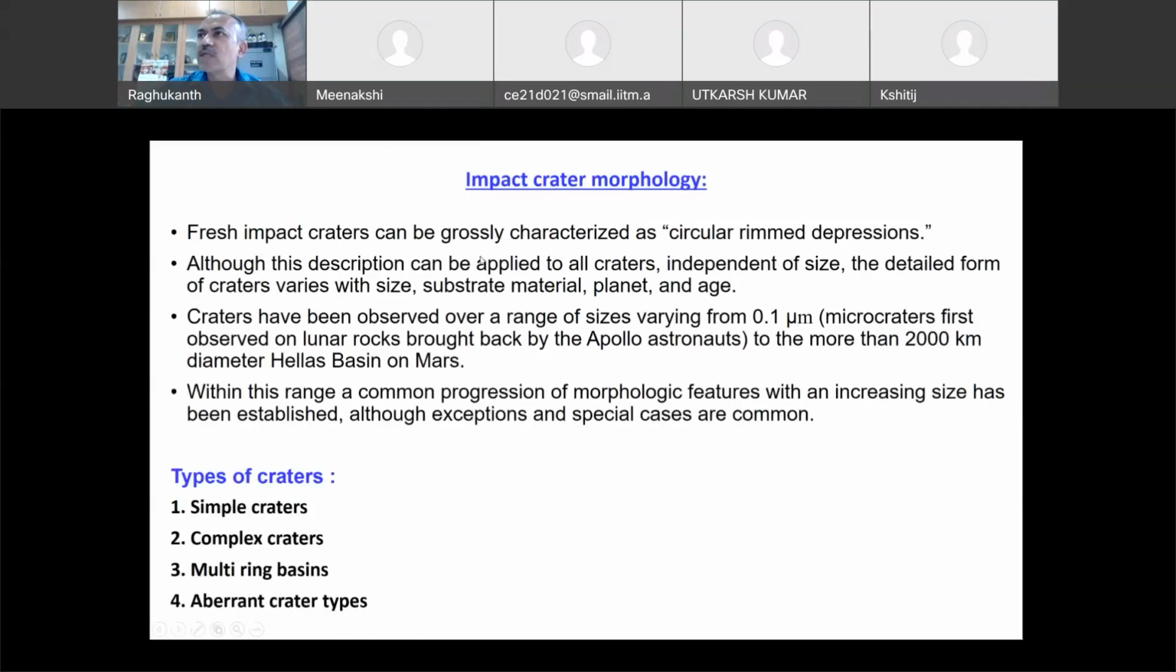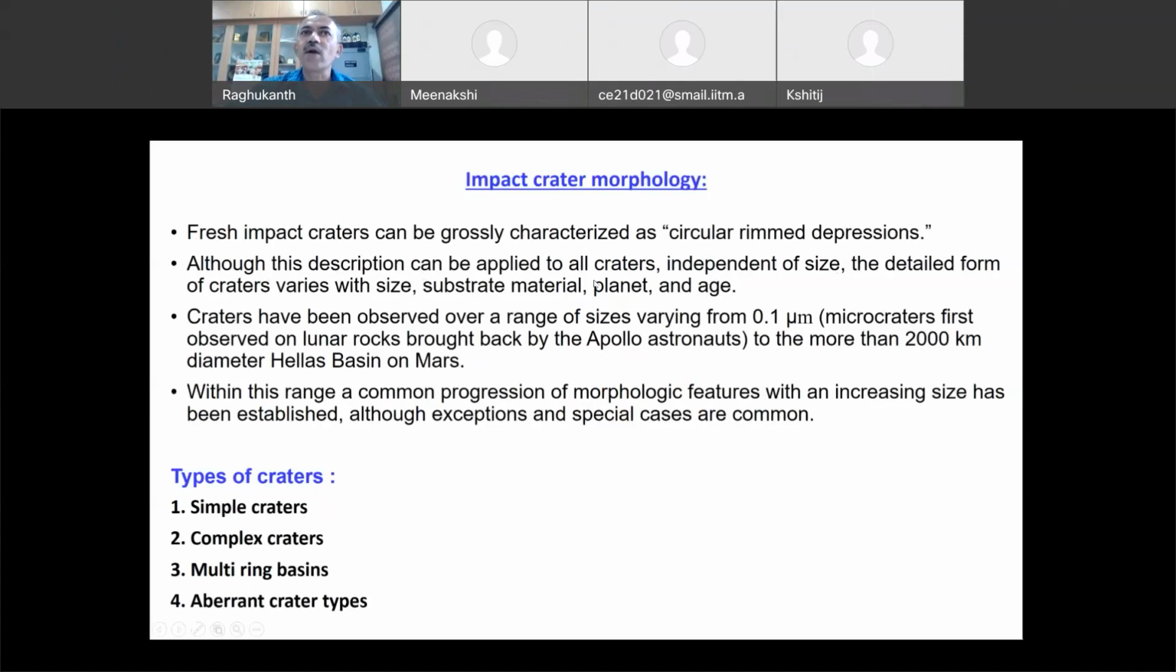When you see this type of fresh crater on the Moon or other planets, it can be grossly characterized as a circular rimmed depression, like a bowl. I will show you photographs also, like this one. Although this description can be applied to all craters independent of size, if you see the Moon, you would have seen the topographic map: variety, size, age, and substrate material will be different. It also depends on the gravity of the planet. If the gravity is high, you will see a different type of crater. If the gravity is low, you will see different types of craters itself.